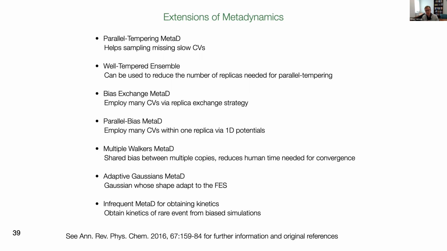And also you have adaptive Gaussian meta-dynamics, where the Gaussians adapt to the shape of the free energy surface. Another very useful extension is the so-called infrequent meta-dynamics, which is a way of obtaining kinetics of rare events from biased simulations. If you look at this review, you can see further information about these extensions and the original references. You can also see the same discussion in the iCoMSE review that I mentioned in the beginning.